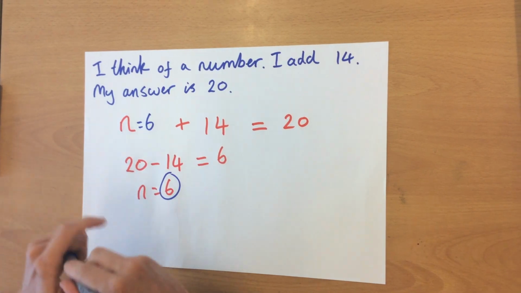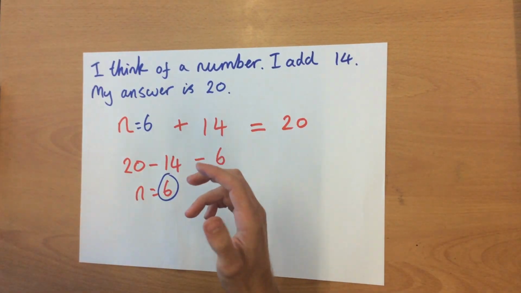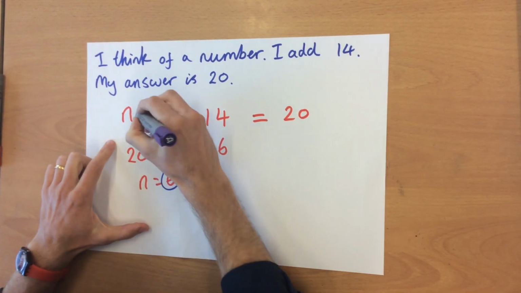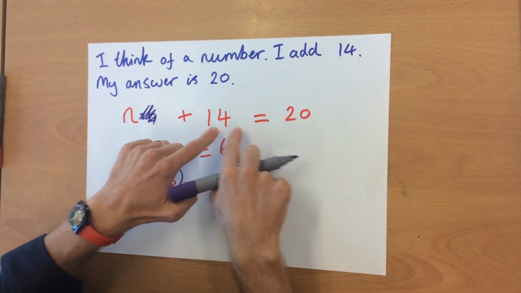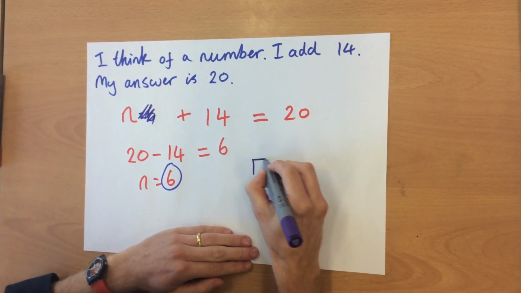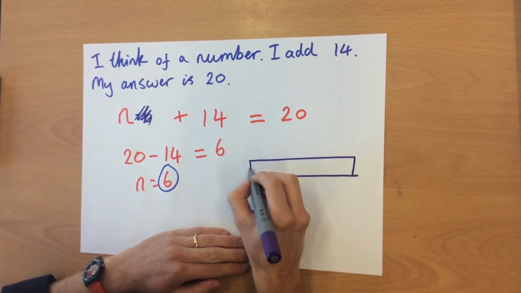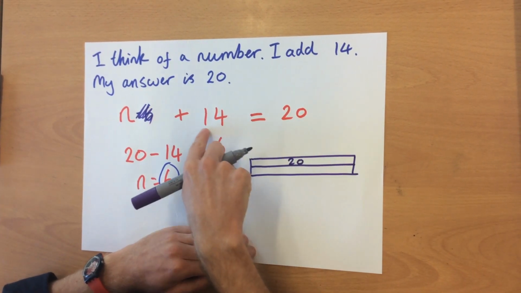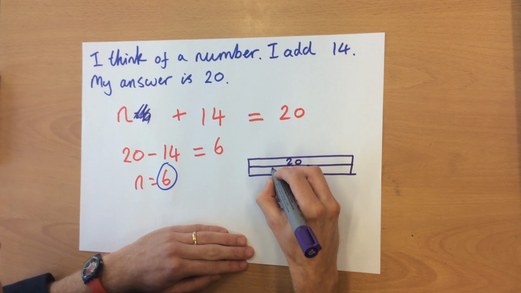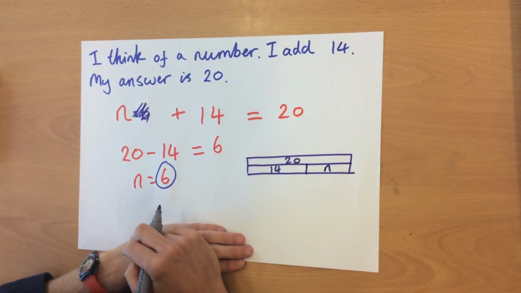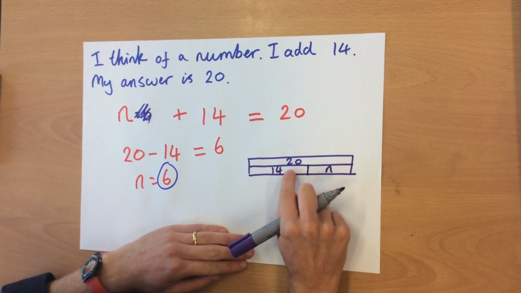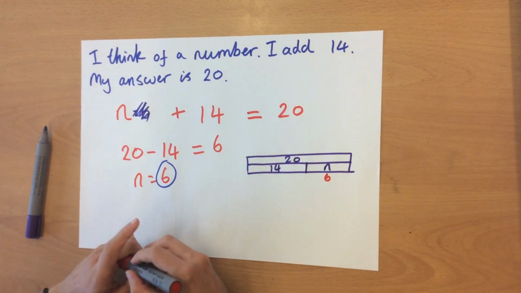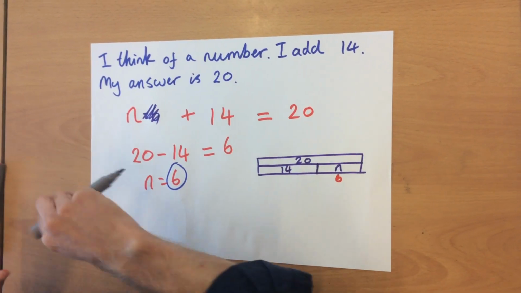Now then, if that was a little bit confusing about using the inverse, another method that you could use is using a bar model, okay? So if I had a look at my original expression, n plus 14 equals 20, I could always draw a bar. I know what my total is. My total is 20. I know one part of it is 14. So n is this part here. So then all you'd have to do is 20 subtract 14 would give you n. And as we've already calculated, it is 6. So there we are, Year 6s. That's how to solve equations through word problems.